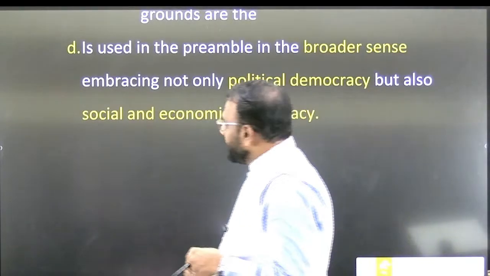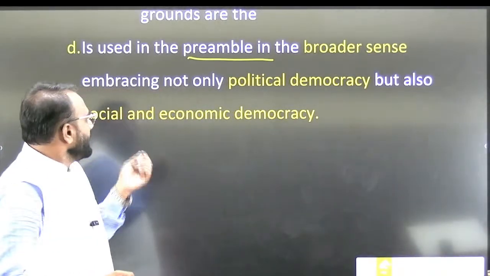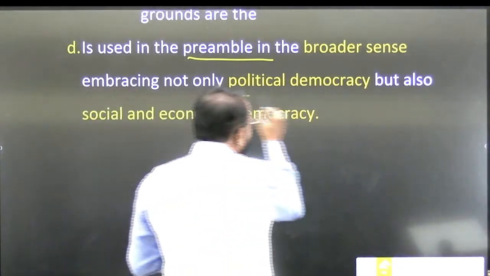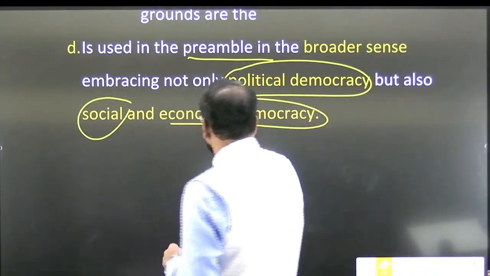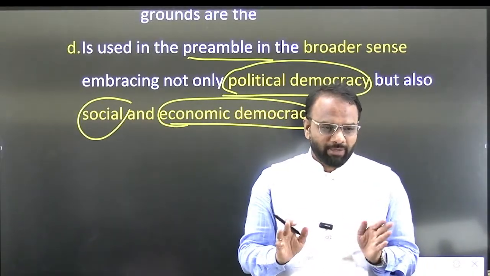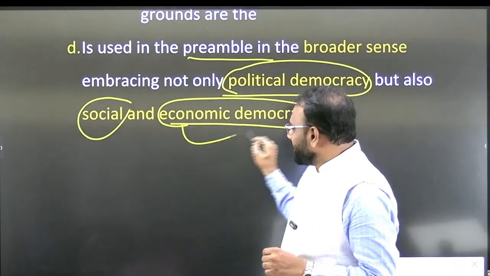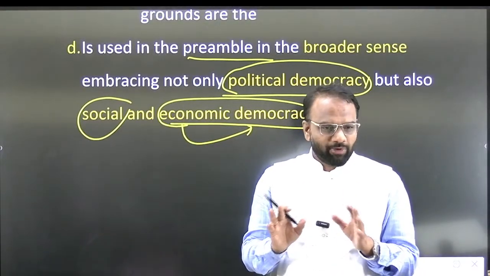It is used in the preamble in the broader sense, embracing not only political democracy but also social and economic democracy. For the time being, you will not understand what is social democracy or economic democracy. We will be discussing about these terms later on.